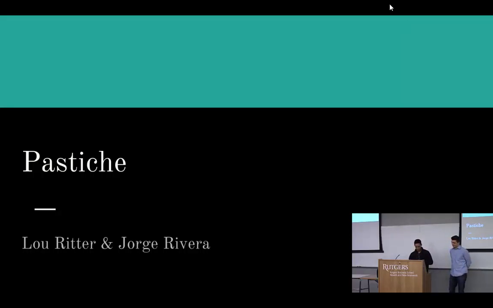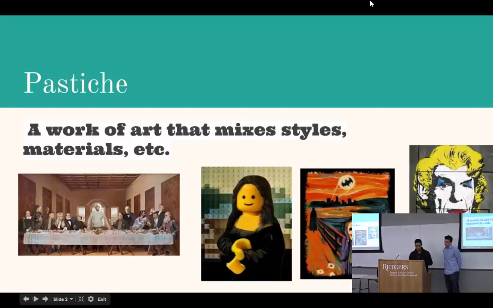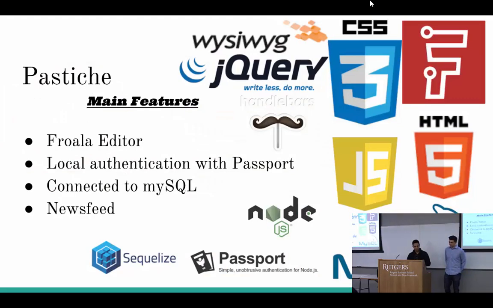So it is Pastiche. Now, what is Pastiche? It's pretty much a work of art that mixes a bunch of styles. So we're pretty much going to be a social app. As you can see, there's a Lego Mona Lisa, one of my favorites. Our main features are the Froala editor, pretty much one of our biggest features right there.